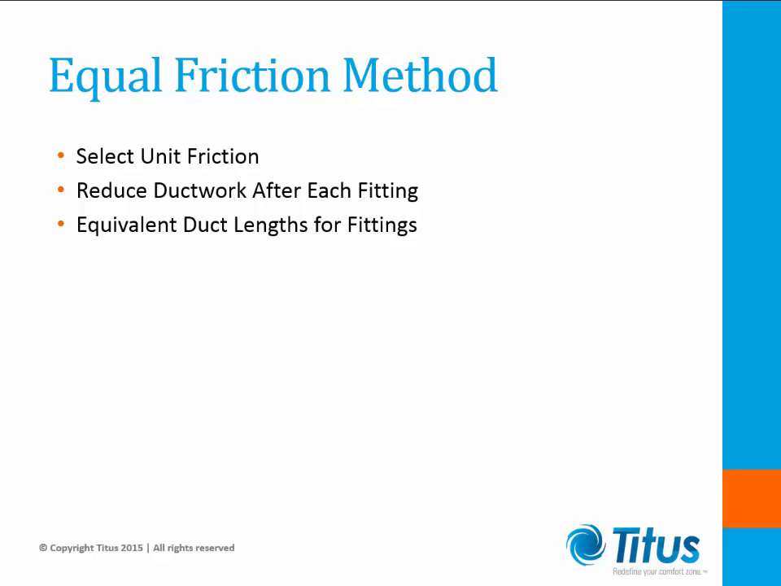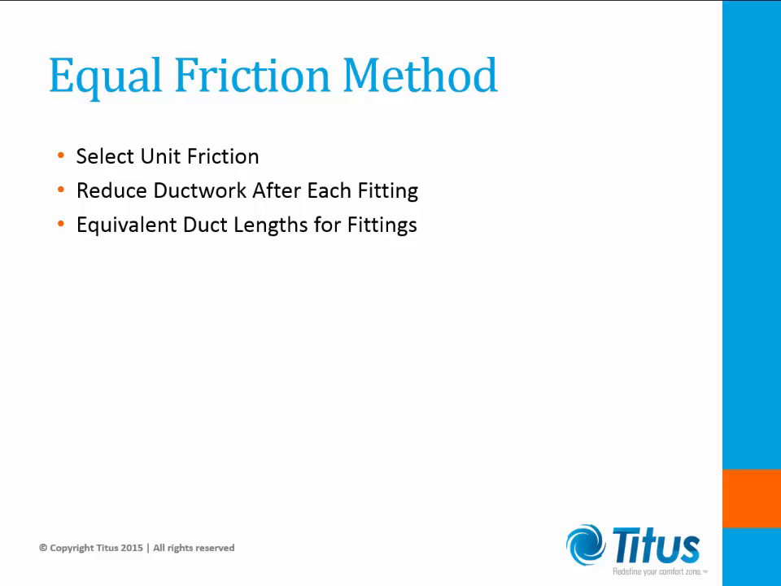Equal friction method. This method consists of selecting and maintaining a constant unit friction throughout the design, decreasing duct size after each takeoff to maintain the same unit friction. This method is regularly employed on moderate-sized systems. The designers would select duct size based on acceptable unit friction design standards.